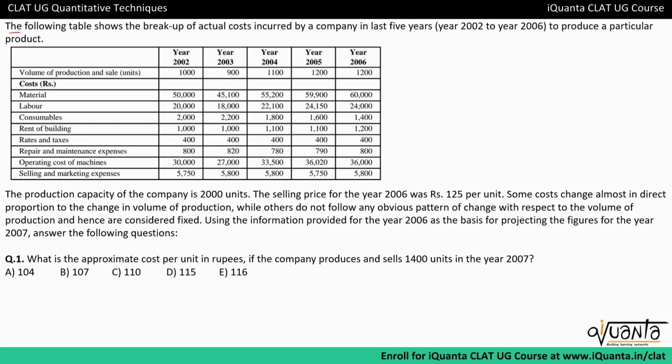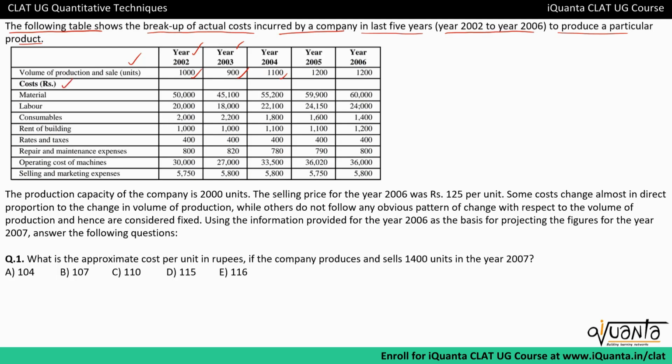The question is: the following table shows the breakup of actual cost incurred by a company in the last 5 years, 2002 to 2006, to produce a particular product. So we have a table in which we have the years mentioned, 2002, 3, 4, 5, 6, and we have been given the volume of production and sale in units. That means 1000 units are being produced in 2002, 900 in 2003, 1100 units in 2004, and so on for the rest of the years.